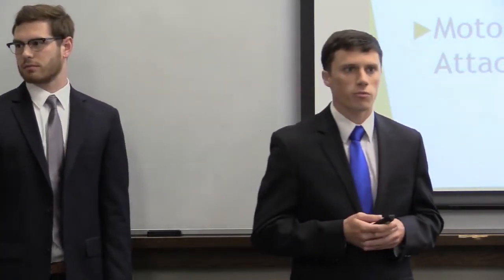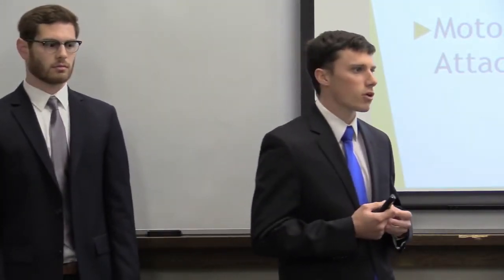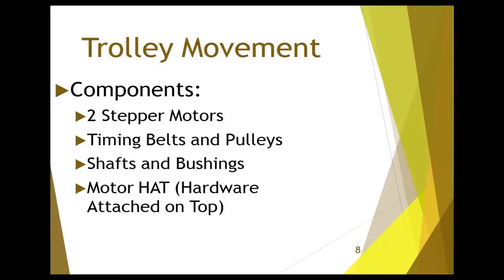The third subsystem that I'm going to talk about is the trolley movement subsystem. This subsystem contains 2 stepper motors, a series of timing belts and pulleys, along with shafts and bushings that allow for the movement of the trolley, and along with a motor hat. And the motor hat is pretty much just a motor controller that is attachable to the top of our Raspberry Pi. I'll now hand it off to Dan, who will talk more about the electrical aspects of our subsystems.